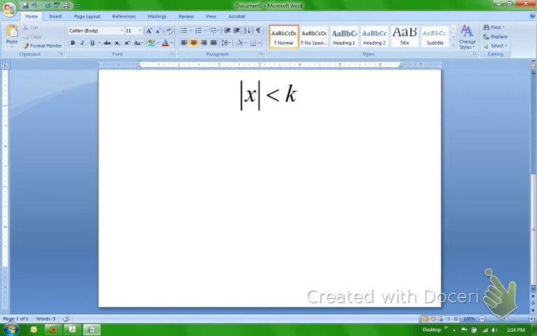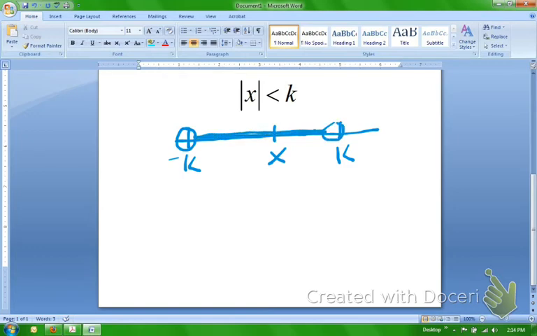which means to solve a less than inequality on our number line, the distance between x and k needs to be less than k and greater than negative k. So we have the points in between. To write that algebraically, it would look like this: negative k is less than x is less than k. Or, x is between the two k values.